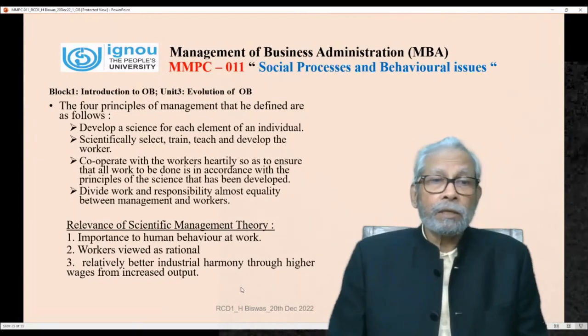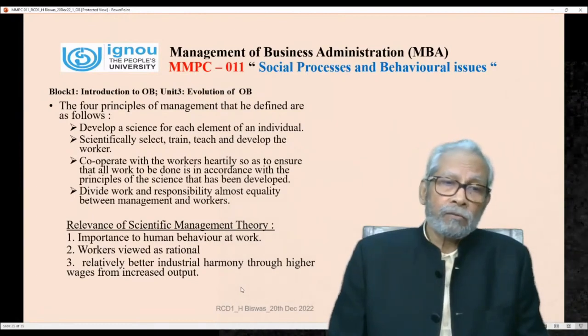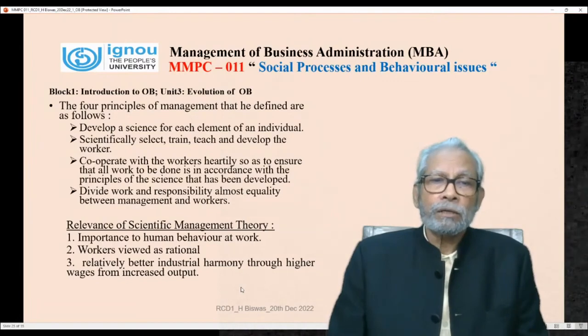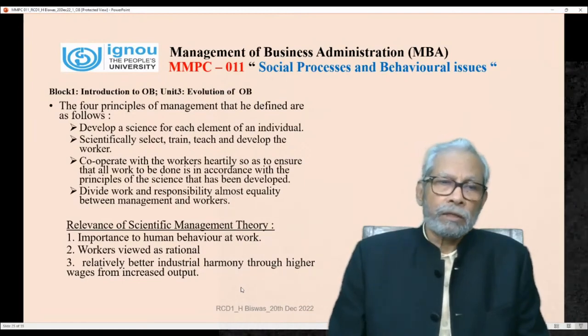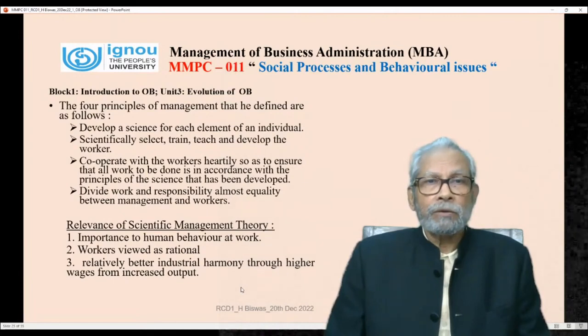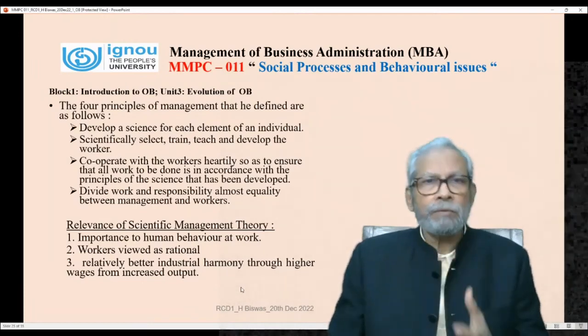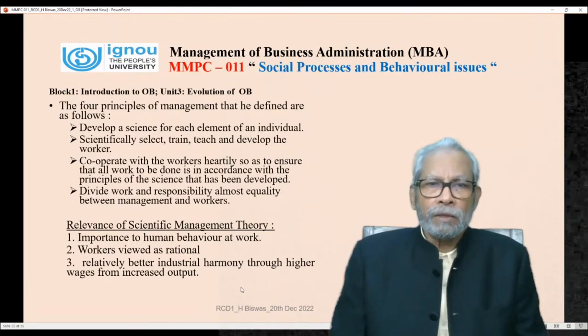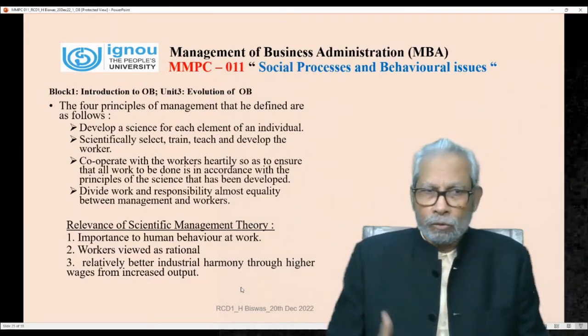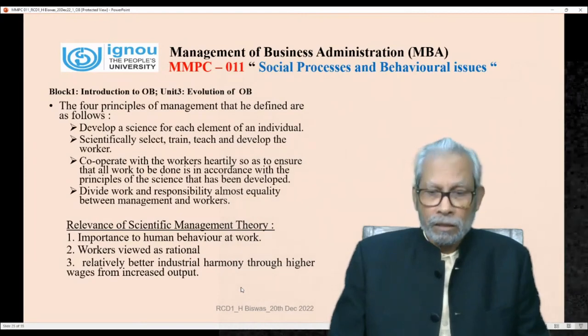The third point is relatively better industrial harmony through higher wages for increased output. This point is also important, because harmony is required and there should not be any conflict. We can reduce a lot of conflict, grievances and complaints this way. If your package is good, if your total system is very good, organizational behavior is also very good. Where you are working, that system is very good, so automatically individuals are also influenced by these things. At the same time, their wages and packages are also very good. So definitely output will be increased. That's the way scientific management theories are very much effective.